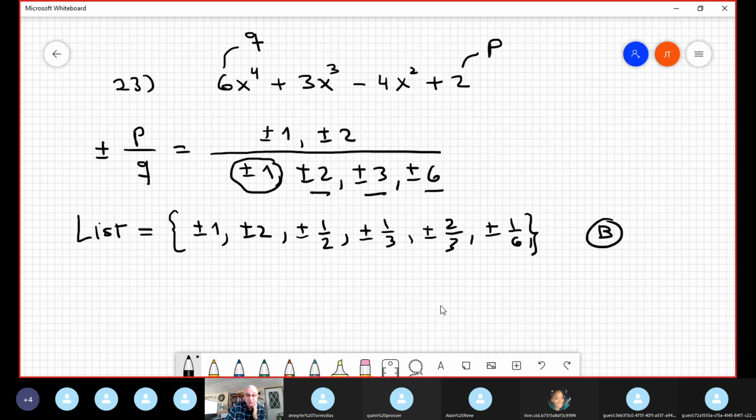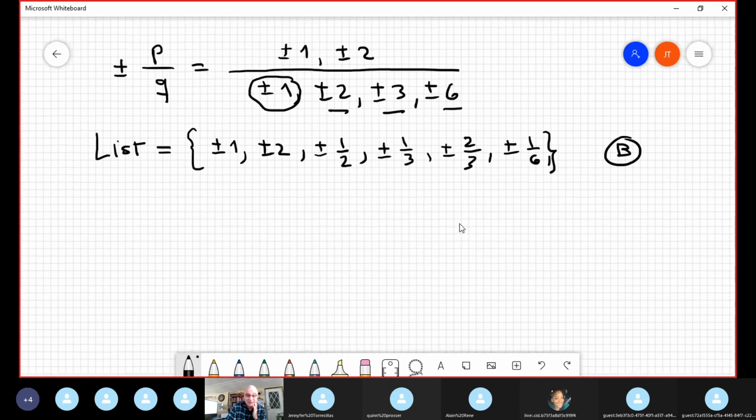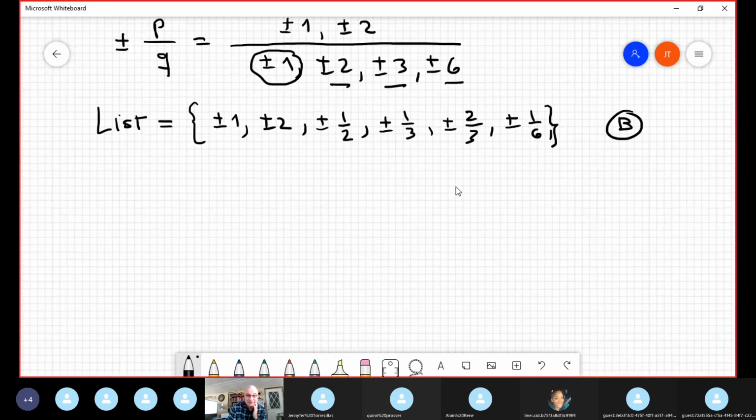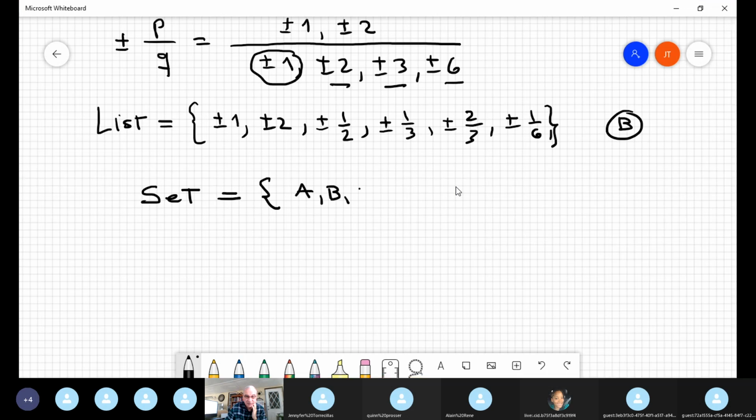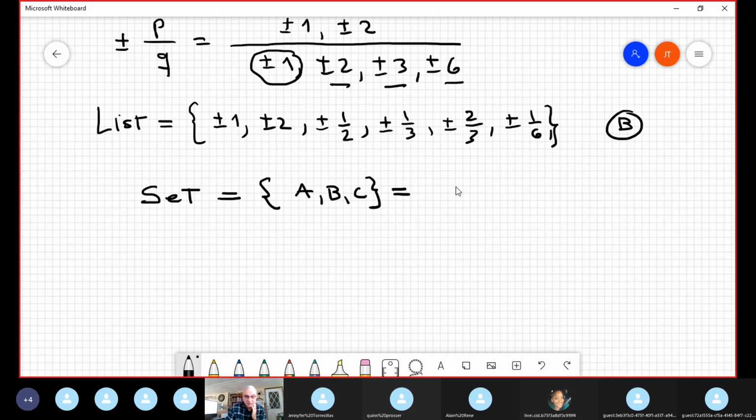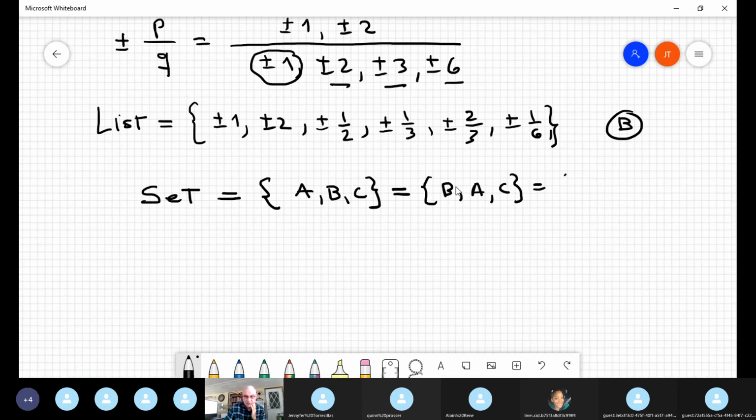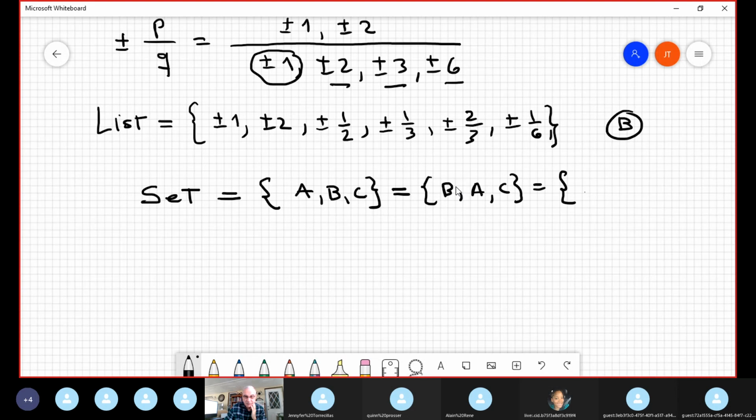The order is not important. Remember, this is a set. And the most important property for the set is, let me explain: the order is not important. A, B, C is equal to B, A, C, or is equal to C, B, A. So any permutation we can create.